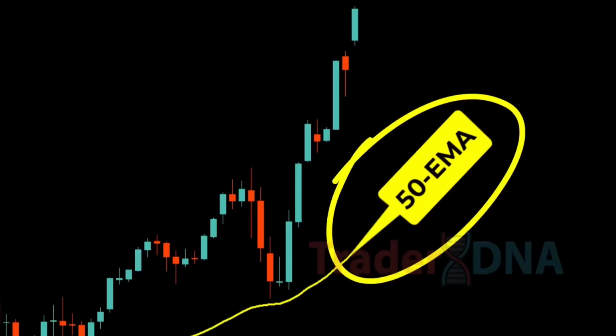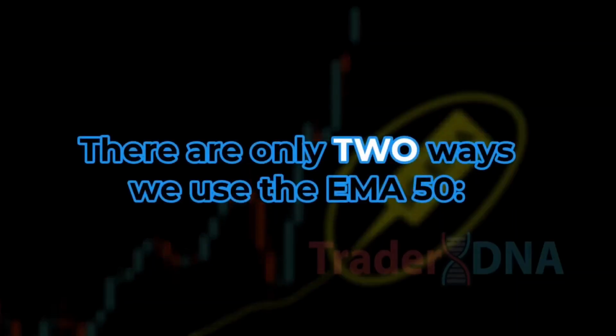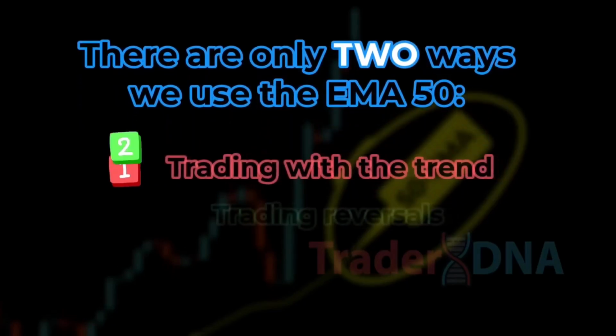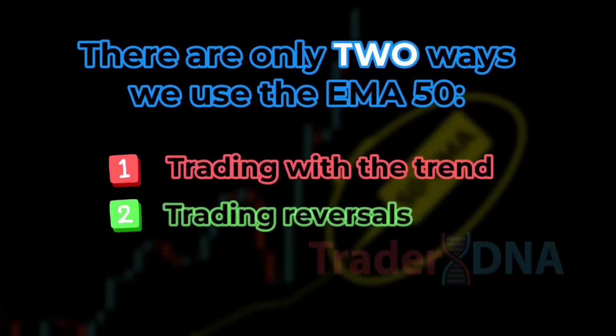And in this strategy, there are only two ways we use the EMA 50. Only two. No confusion, no overload, just precision. One, trading with the trend. Two, trading reversals. That's it. Let's start with the first one, trading the trend.